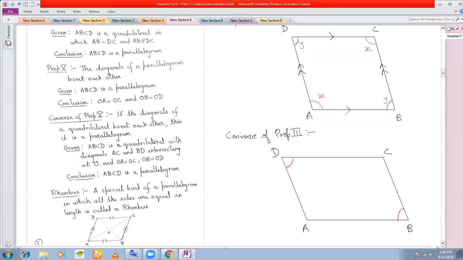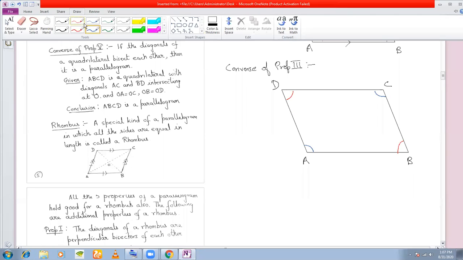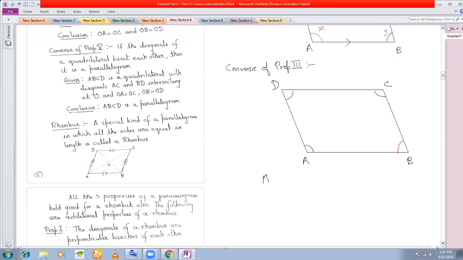These two angles are equal, and these two angles are equal. Therefore, you conclude that ABCD must be a parallelogram. It cannot be any other quadrilateral. It cannot be a kite. It cannot be a trapezium. It has to be a parallelogram.